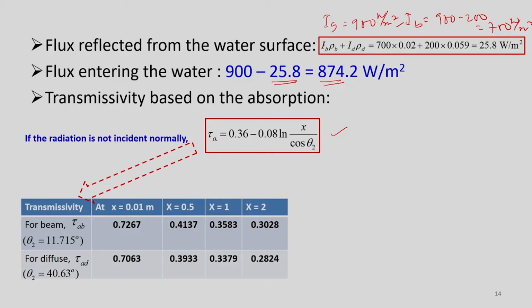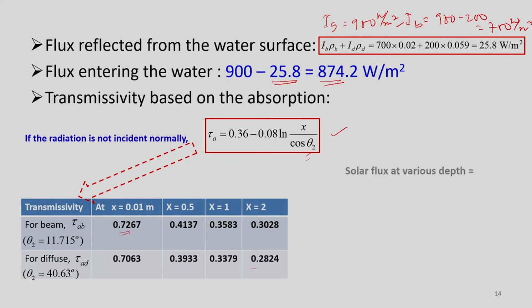If we consider beam radiation, it will be tau a b. Theta 2 will be 11.715 degrees, and if we do the calculation, it is found to be 0.7262. Then at x equal to 0.5, it is 0.4135. X equal to 1, it will be 0.3583. X equal to 2, it will be 0.3028. Similarly, for diffuse radiation, this is tau a d, and theta 2 will be 40.63, and for different values of x we can calculate tau a d. These are the values we got for diffuse radiation.